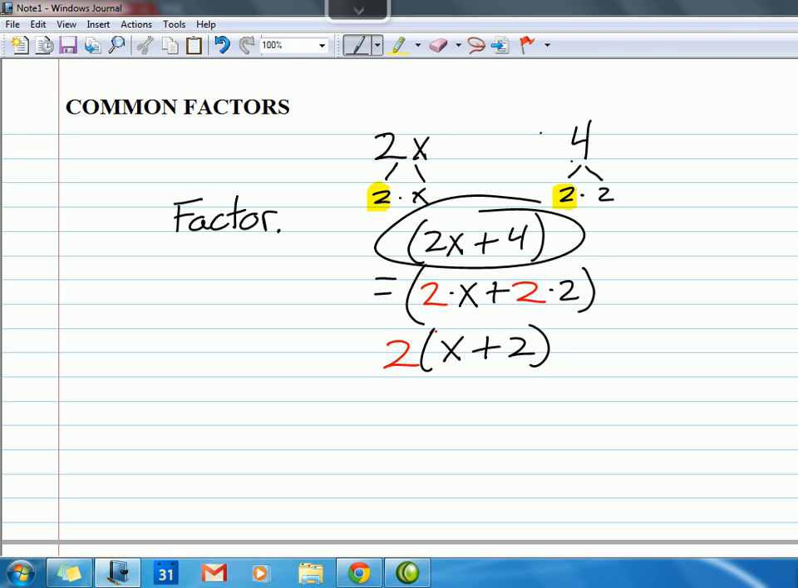So let's do some more difficult ones just to get a better idea. Let's do 6x cubed plus 15x squared. And we're doing common factors, right? So you have to take a factor that they have in common. Looking at these, what do you think they have in common?